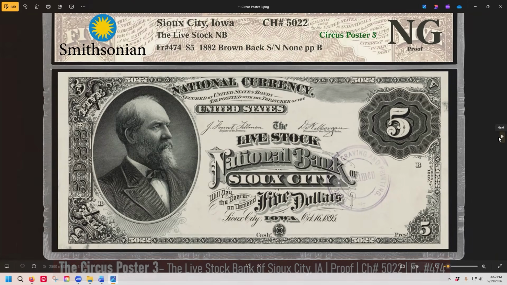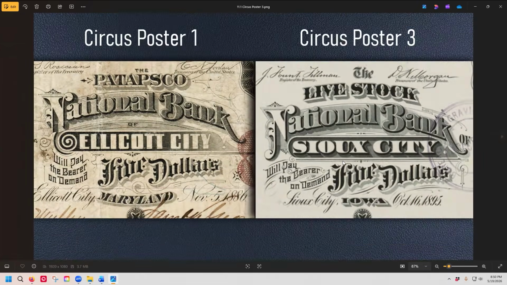All right. So moving on from Circus Poster 3, we got to see them compared back to back. Going back to Circus Poster 1, now that I look at this, maybe it's just the lettering, a little Art Deco, about 40, 50, 60 years too early. Ellicott City, is that right? Ellicott City, that is correct.